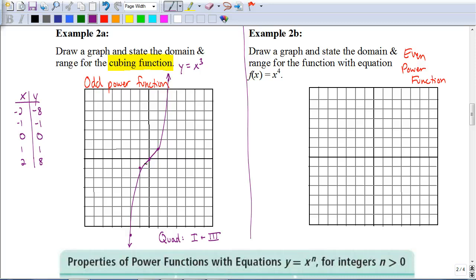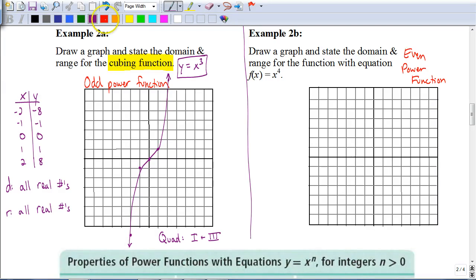Okay, so now let's look at what the domain and range of this would be. The domain for this would be all real numbers. And the range would be all real numbers. The reason why is because looking back at the original equation, I could put anything I want in there for x. So if that's the case, that means that my domain would be all real numbers. Looking at the graph, my graph goes infinitely up, goes infinitely down, so my range would also be all real numbers. So again, this is true for all odd power functions.